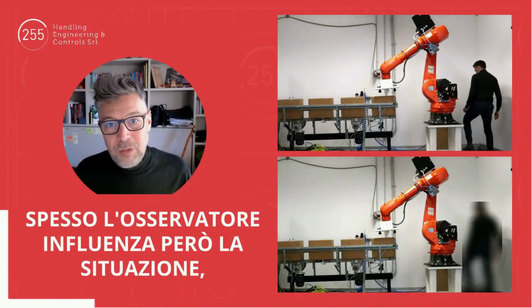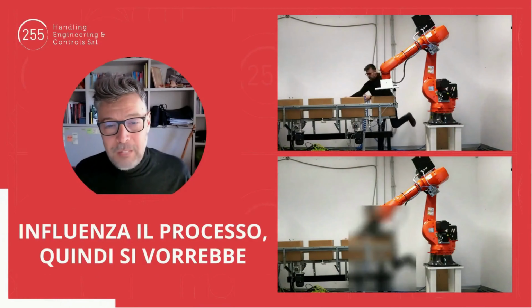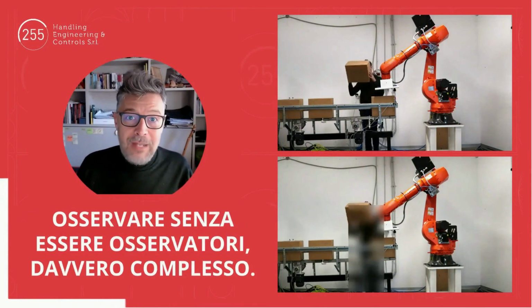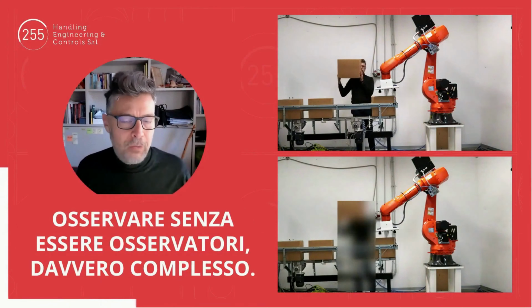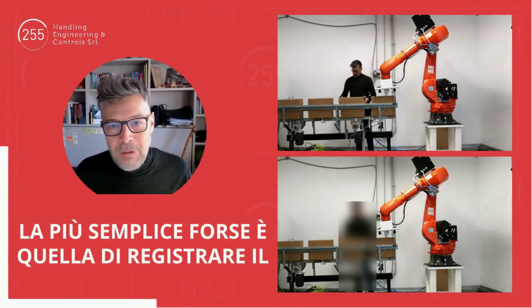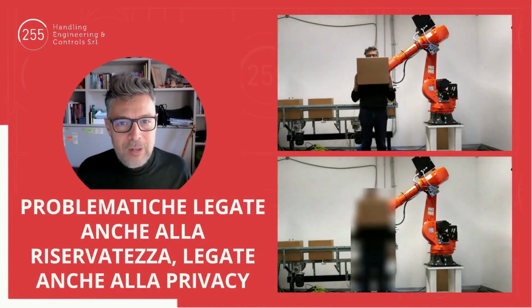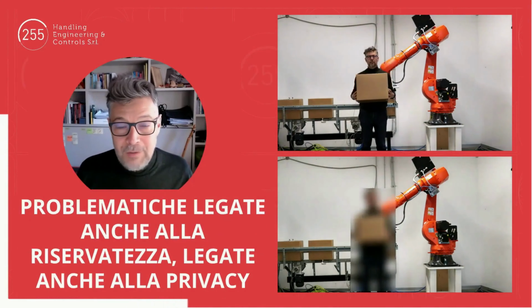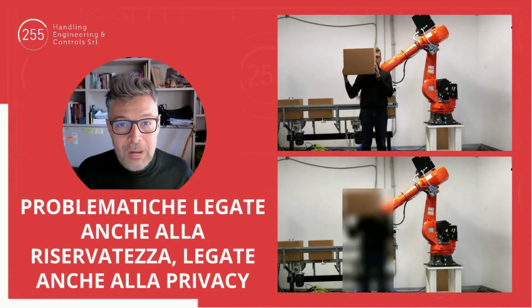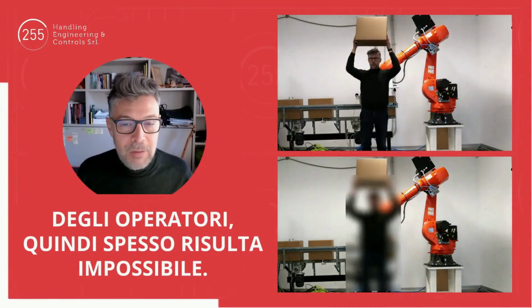However, quite often the observer, albeit unintentionally, influences the situation and subsequently affects the process. Thus, the desire is to observe without actively being an observer, which is indeed incredibly complex. One practical solution, perhaps the simplest possible one, is to record the process, which however brings along a series of challenges, issues and problems related to confidentiality issues as well. The privacy of the operators, and therefore it often becomes impossible.